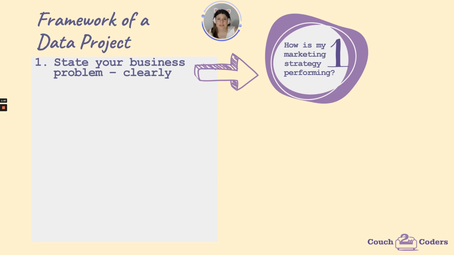An example of stating your business problem clearly would be, how is my marketing strategy performing? It's a little broad, a little vague. You'd probably want to flesh it out more, but the overall question would be, how is my marketing strategy performing?